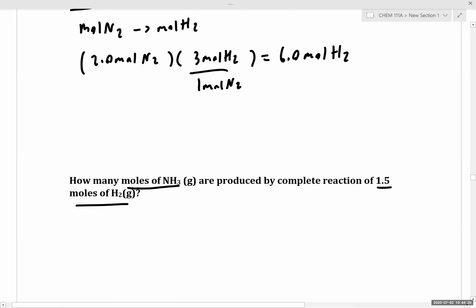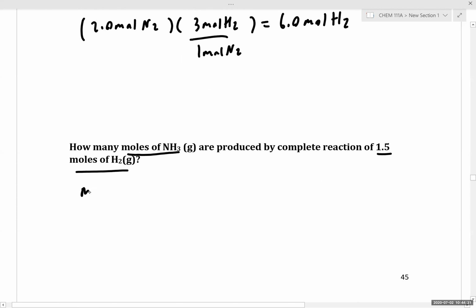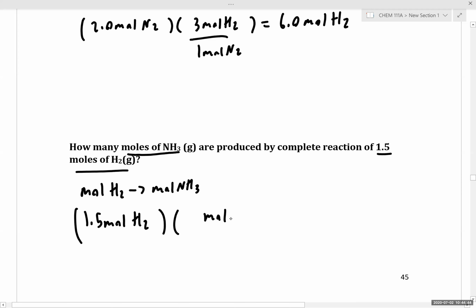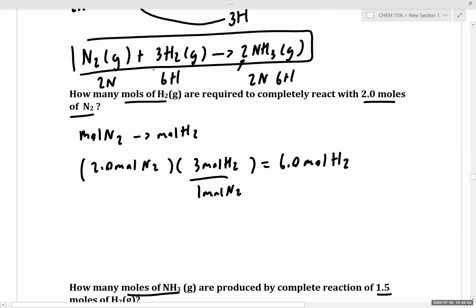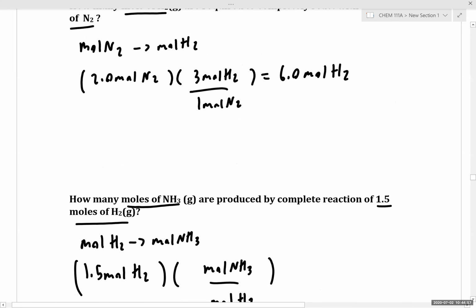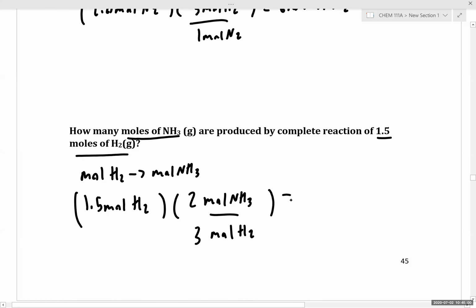Looking at our next example, we're trying to go from moles of hydrogen to moles of ammonia. We have 1.5 moles of hydrogen. And thinking about our moles of ammonia per mole of hydrogen, looking at our chemical equation, we see we have 2 moles of ammonia for every 3 moles of hydrogen. And that in turn gives us 1.0 moles of ammonia.